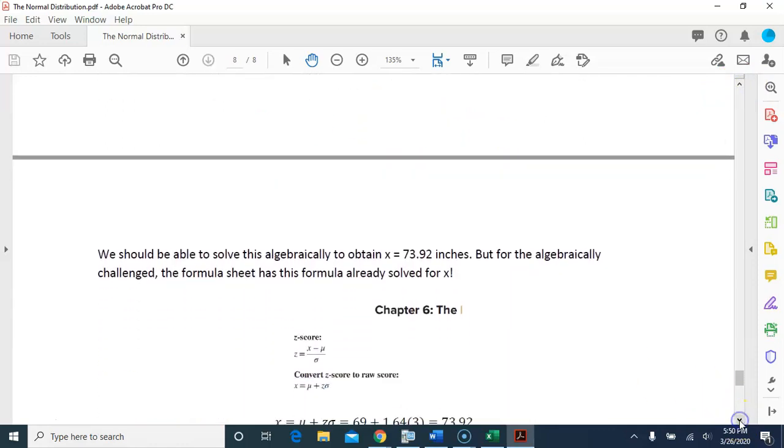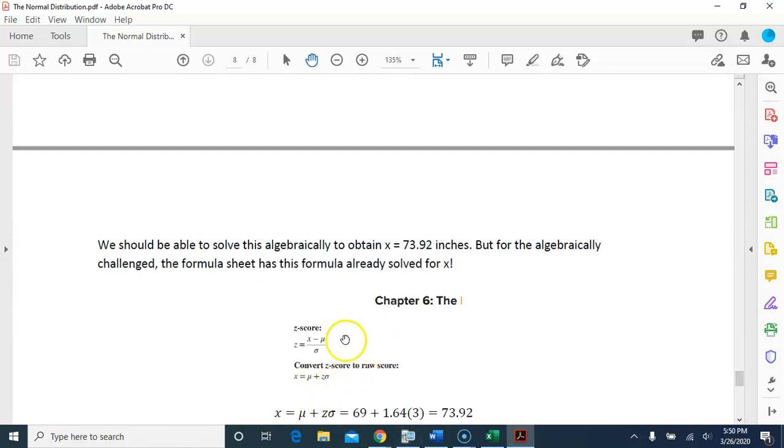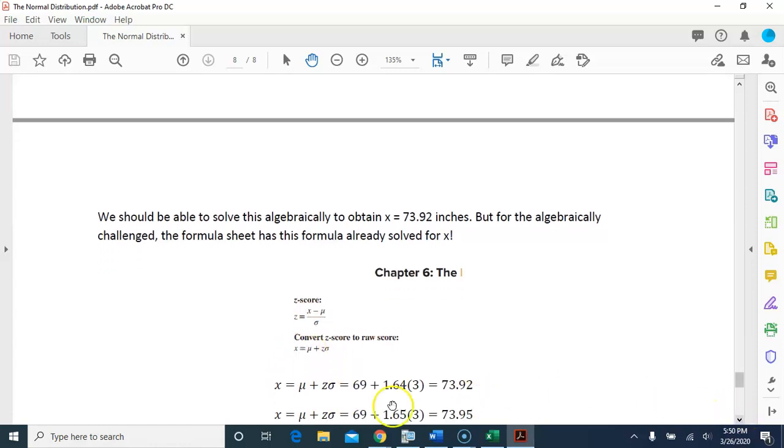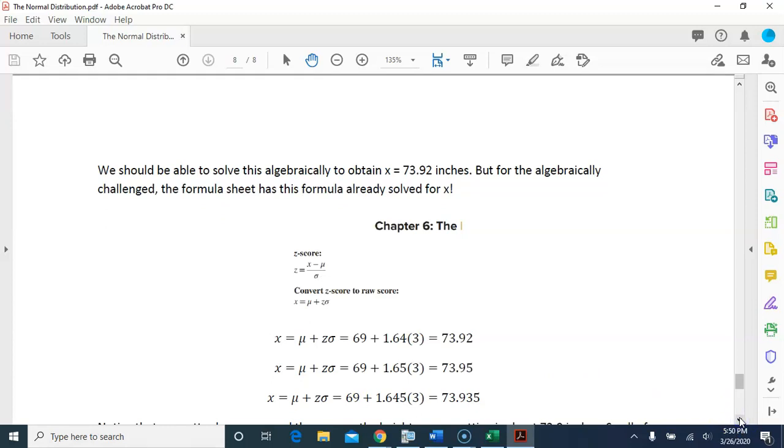But the formula on the formula sheet, they've already solved the z-score formula for x. So we can use that from the formula sheet without having to do any algebra. It's just mu plus z sigma. So the mean 69 plus our z-score 1.64 times the standard deviation of 3. So if we used a z of 1.64, then we get 73.92.